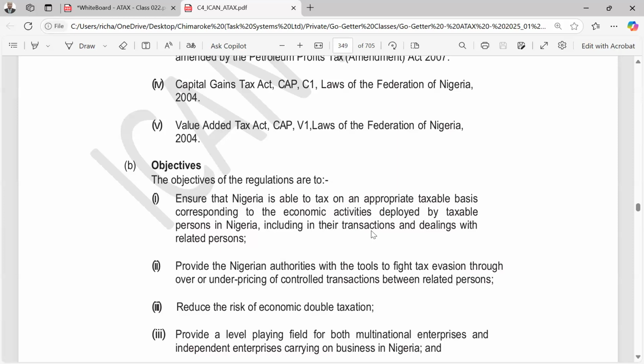But controlled transactions, especially with related persons, each time you see related parties doing business, it is sometimes termed as controlled transactions. And so Nigerian authorities can fight tax evasion through underpricing or overpricing. So how can overpricing and underpricing lead to tax evasion? Let's say, for example, you are charging a management fee at a rate of 50%.